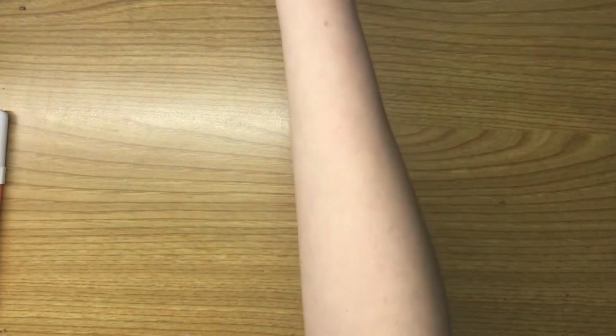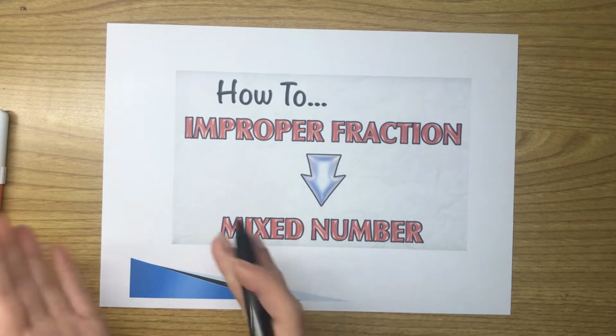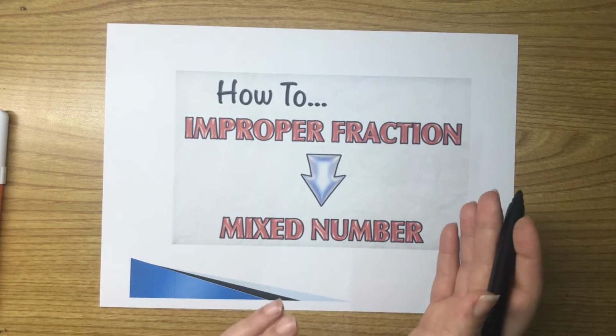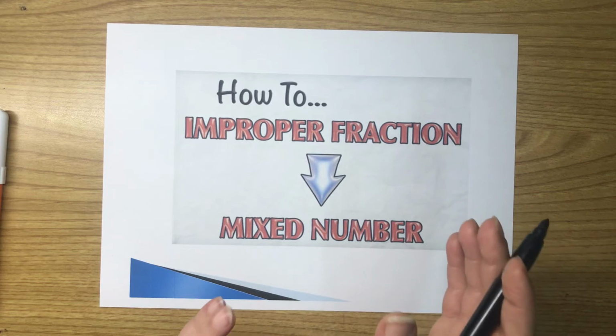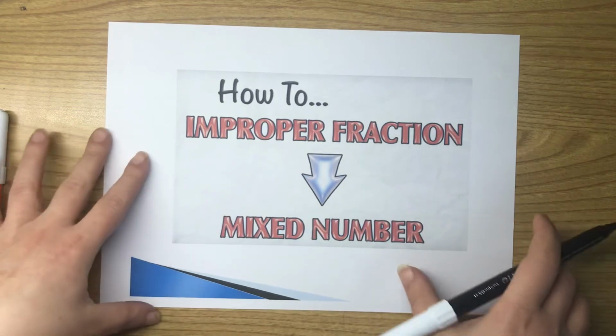Now, there is another way to change between the improper fraction and the mixed number mathematically. Okay, there is another way. No need to draw a diagram to change an improper fraction into a mixed number, and there is no need to draw one to change a mixed number into an improper fraction.